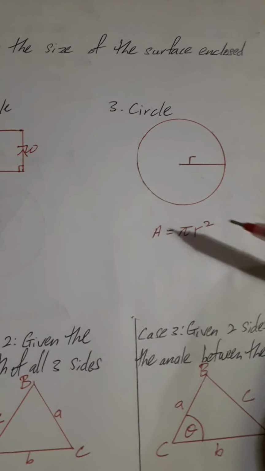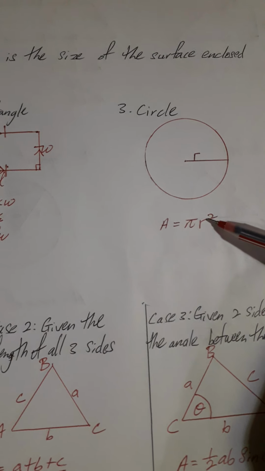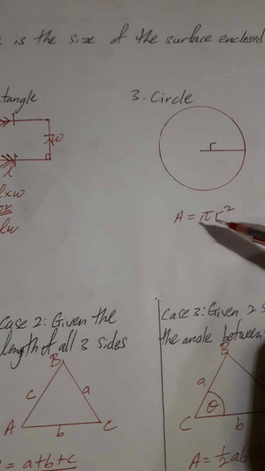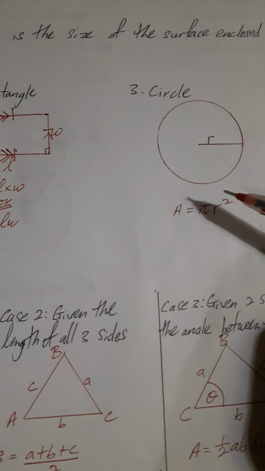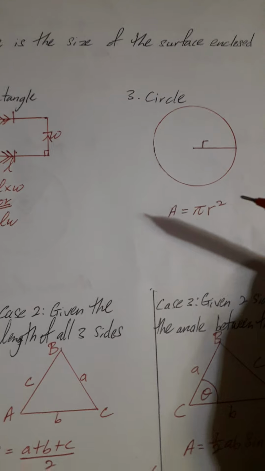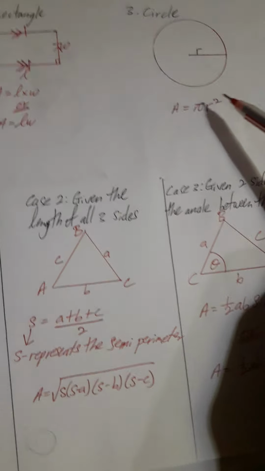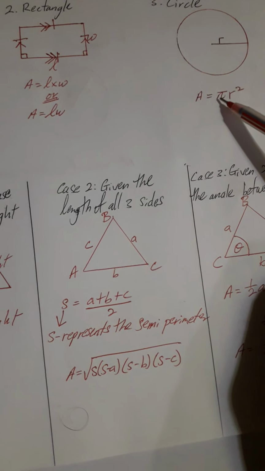Okay, and for the circle, there's one formula, area equals pi r square. Oftentimes students mix up this formula with the circumference, right? For the circumference, there are two formulas, C equals 2 pi r and C equals pi d. For the area, A equals pi r square. Good. And we understand the value of pi. Pi is a Greek letter, which can take the value of 22/7 or 3.14.